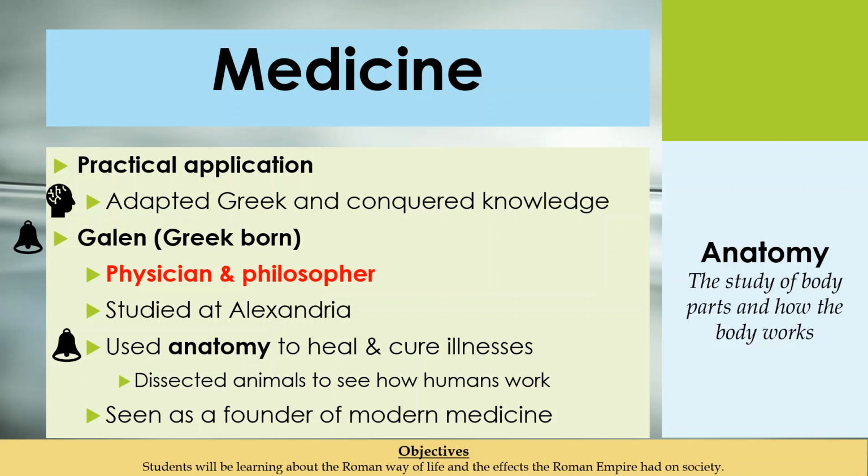And so while at the time it was considered taboo and illegal to dissect humans, he would dissect animals to see how the human body and different organs work. He is seen as a founder of modern medicine, though many of his practices would later be debunked, especially because he often assumed that because a pig looked a certain way or a dog looked a certain way, humans would look the same. But he did bring up the practice of using anatomy in medicine and would become one of the founders of modern medicine for years to come.